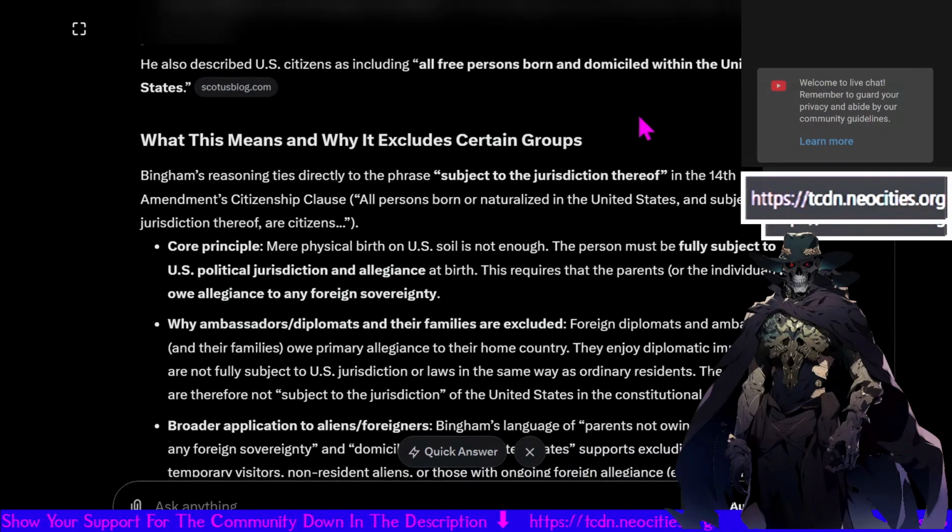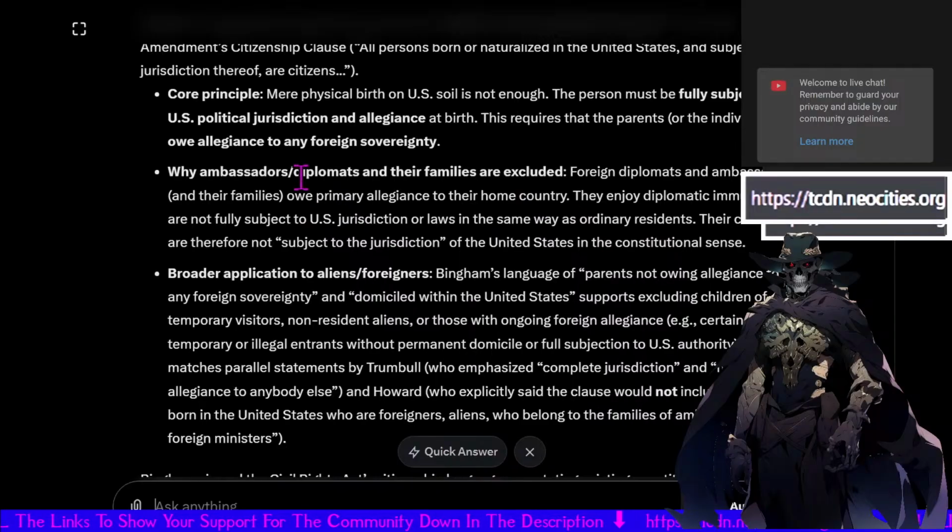Subject to the jurisdiction thereof, all persons born or naturalized and subject to the jurisdiction thereof are citizens. Jurisdiction, right. Core principles: mere physical birth on U.S. soil is not enough. That's a core principle. The person must be fully subject to the U.S. political jurisdiction and allegiance at birth. This requires that the parents or the individual not owe allegiance to any other foreign sovereignty. So they have to be sworn in for America.